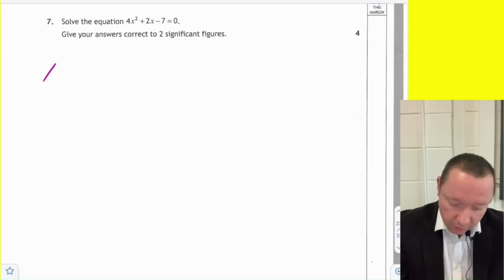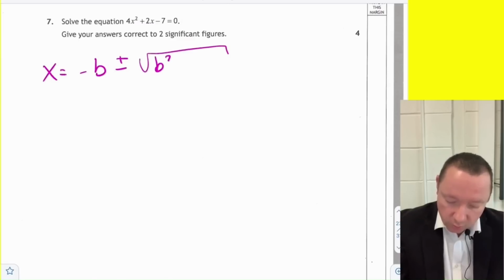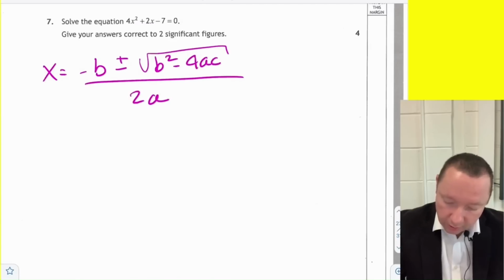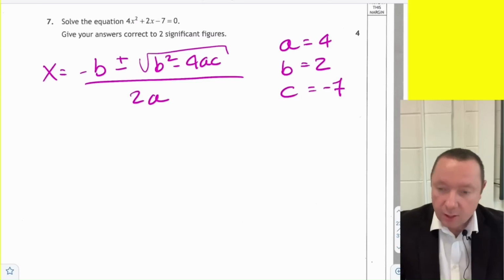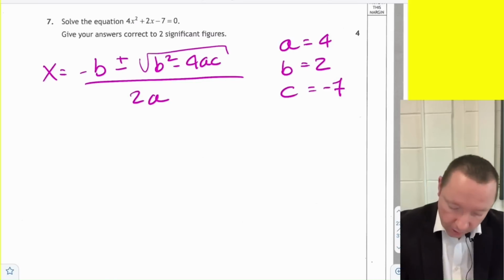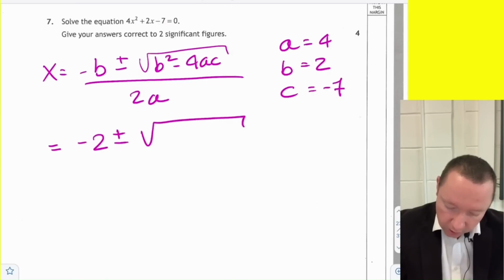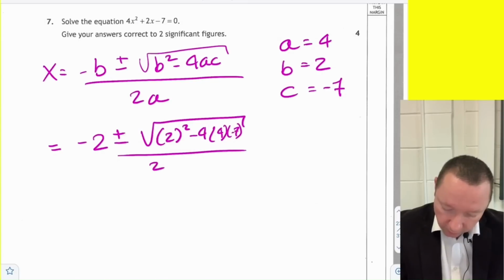I'll write it here, x equals minus b plus or minus the square root of b squared minus 4ac all over 2a. And in this case, a equals 4, b equals 2, and c is negative 7. So we just substitute everything in. So that gives us minus 2 plus or minus the square root of 2 squared minus 4 times 4 times minus 7, all over 2 times 4.